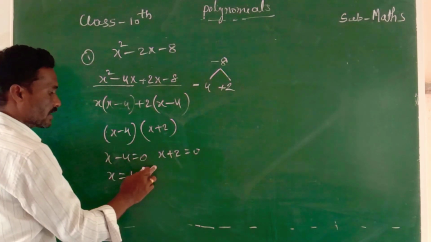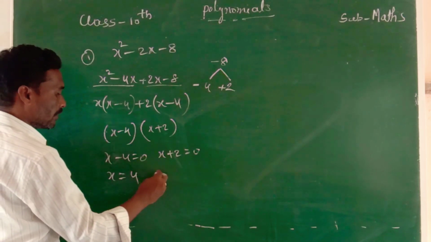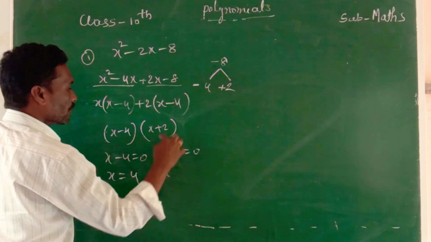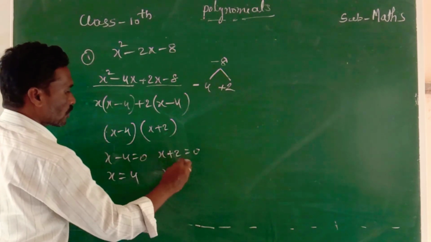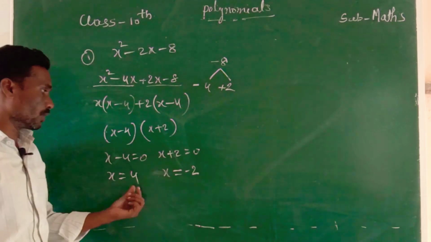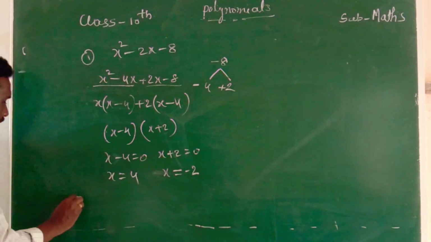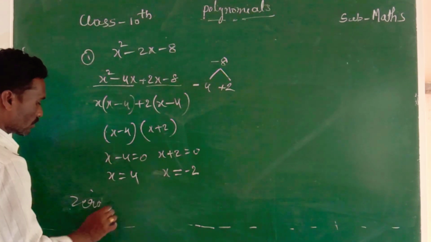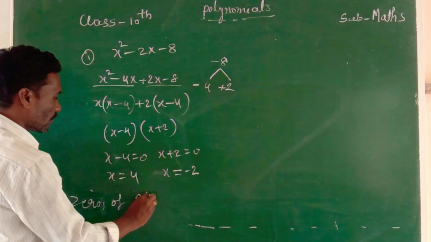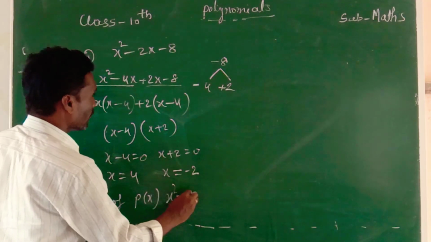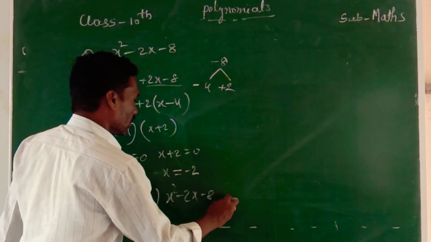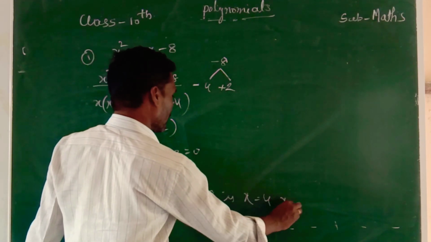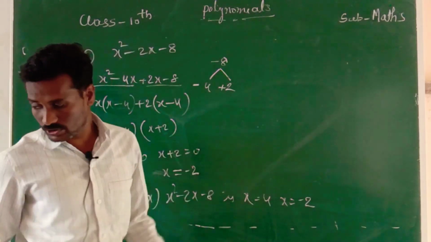If you transpose from the LHS to the RHS side, it will become a plus with the sign change. And here, if I transpose from there, x is equal to minus 2 will become. We come to know the zeros of the polynomial. How to write this one? The zeros of p of x equals x square minus 2x minus 8 are x is equal to 4 and x is equal to minus 2. Now we know the zeros of the polynomial.